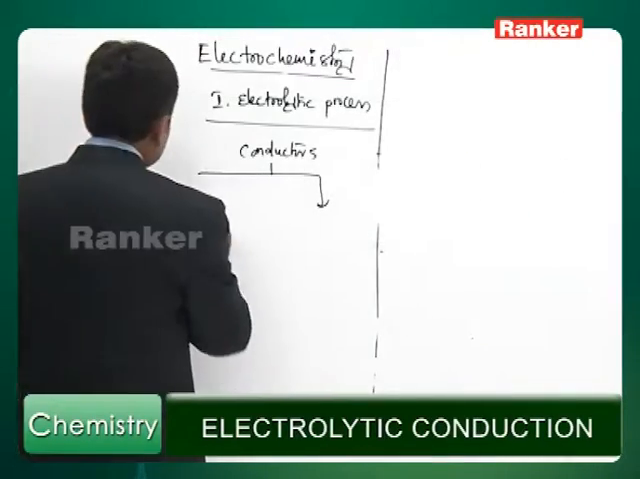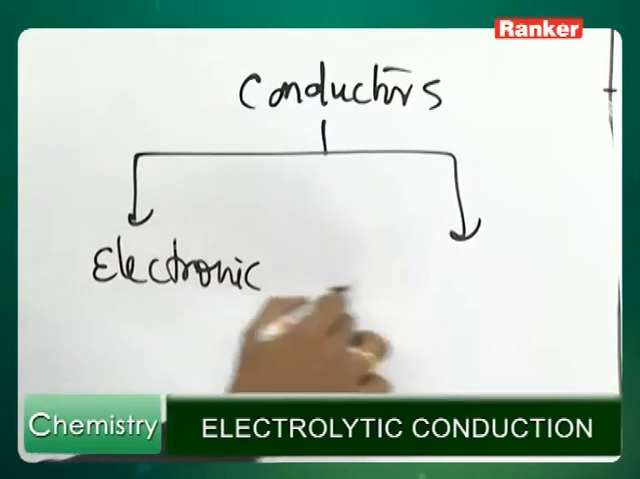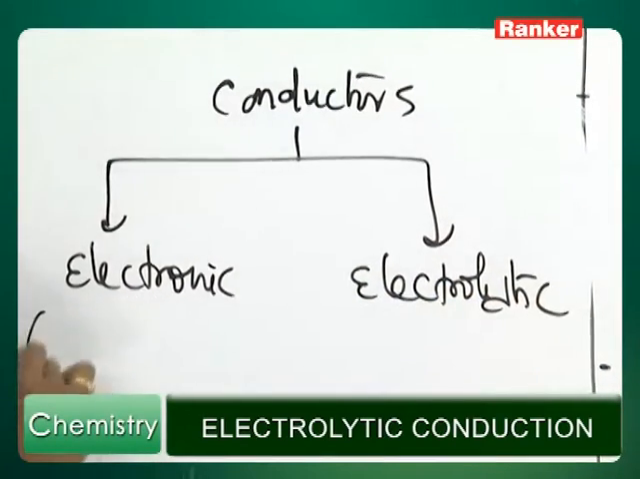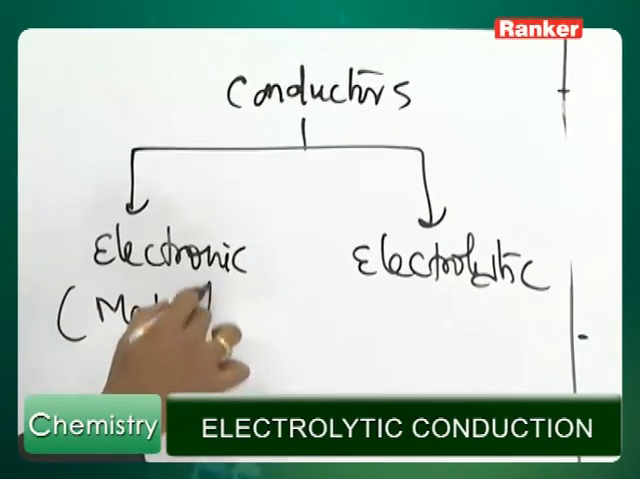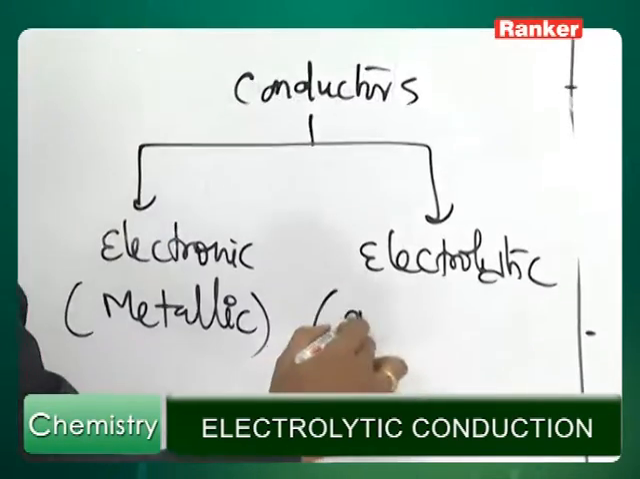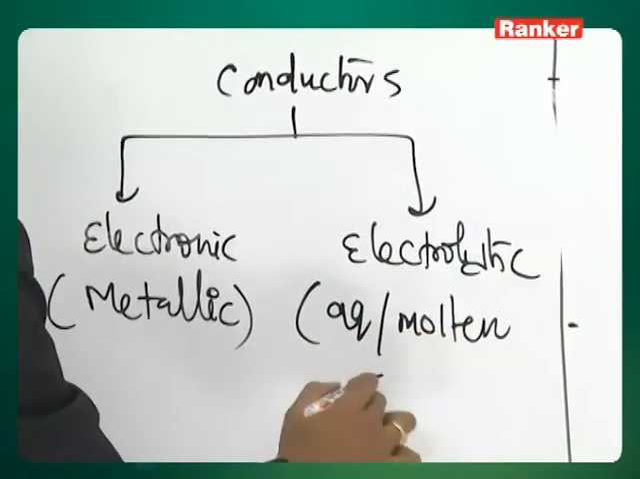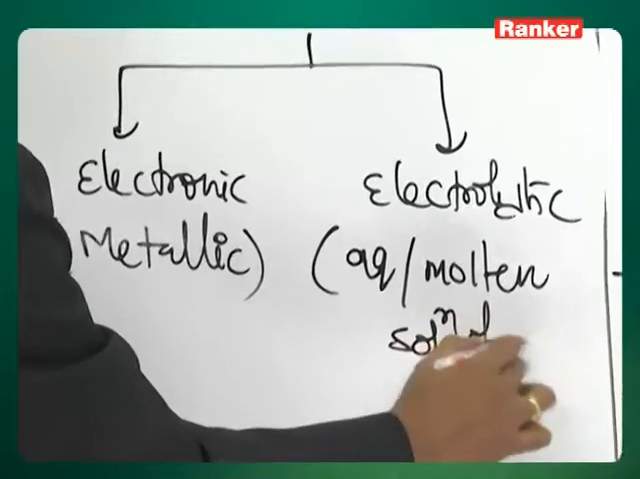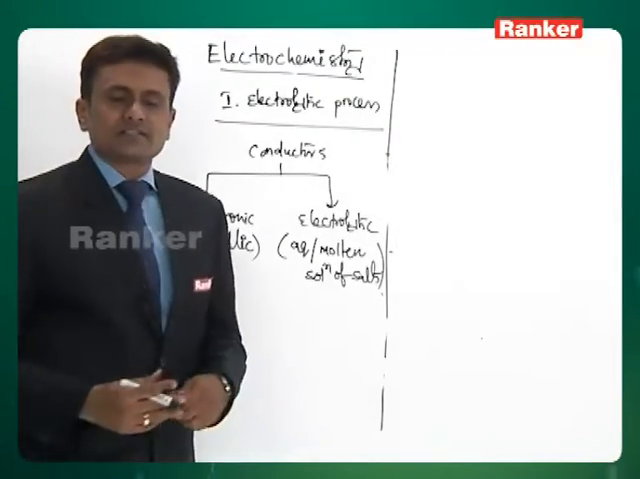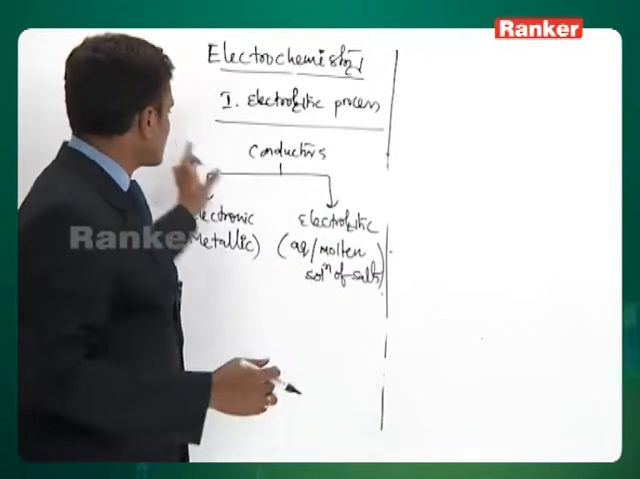Now we are aware that there are two types of conductors. One is called electronic, the other is electrolytic. Electronic conductors are also the metallic conductors, and electrolytic conductors are aqueous or molten solutions of salts. So there are two types of conductors, as we all know. Both conduct electricity, hence known as conductors.